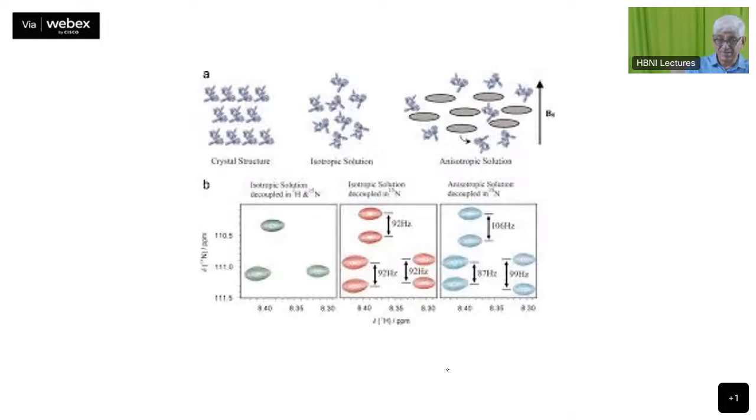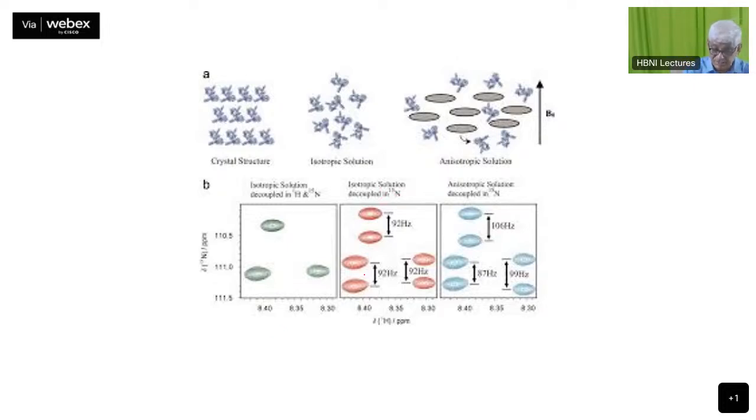Now, these are certain examples of those here. So this is isotropic solution, the decoupled spectrum, completely decoupled spectrum. Three residues are present here. This is the isotropic solution decoupled in proton and nitrogen, so both the couplings are removed. This is the nitrogen chemical shift here and this is the proton chemical shift here.